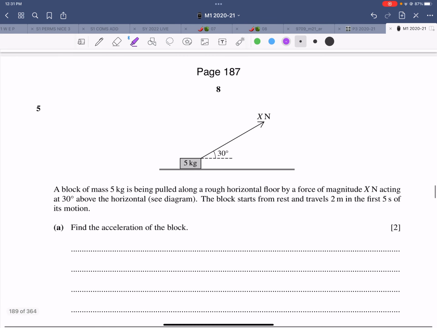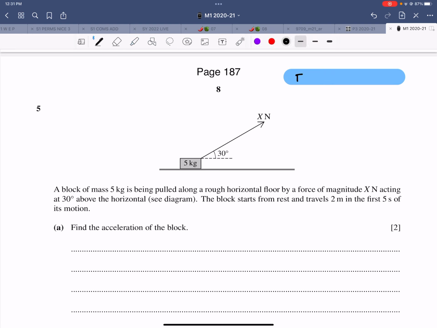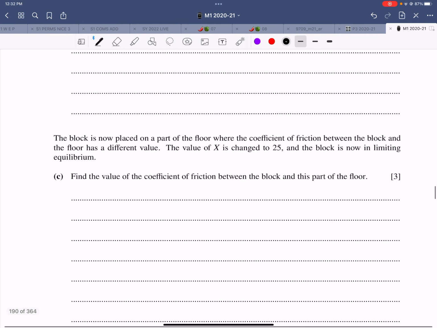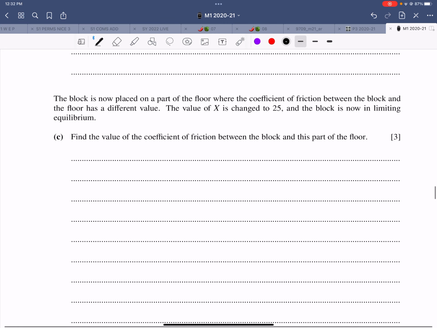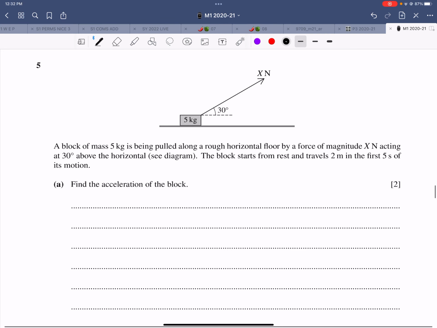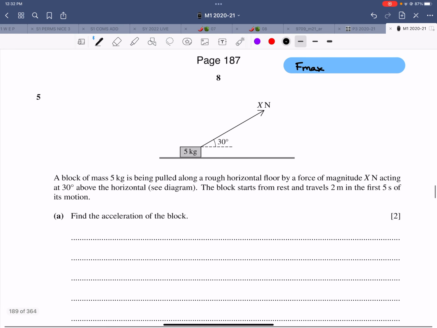Question number 5. What is this question all about? This question looks like it is about friction, F max. Find the acceleration, coefficient of friction, and another coefficient of friction. Okay, let's see. A block of mass 5 kg is being pulled along a rough horizontal floor by means of a force of magnitude x Newton acting at 30 degrees above the horizontal.